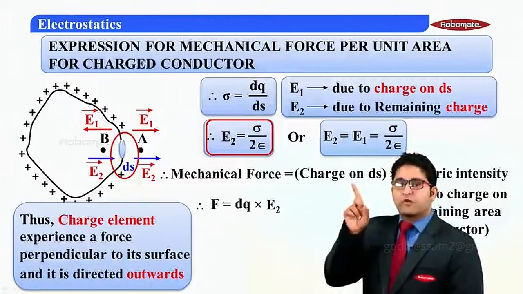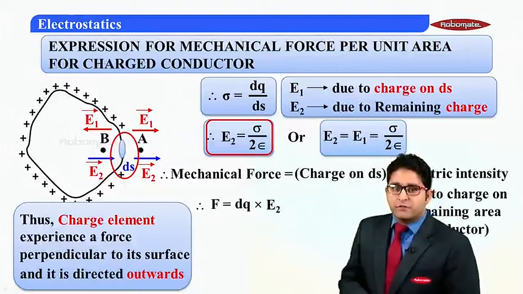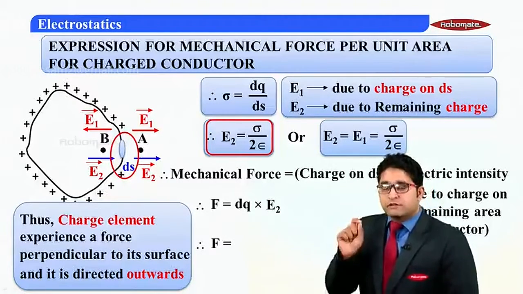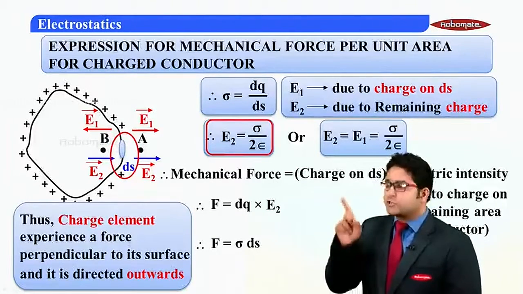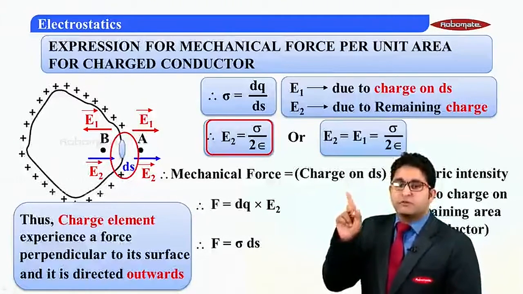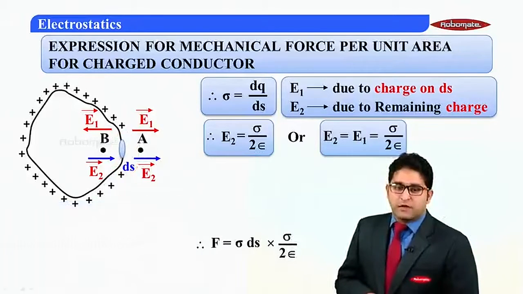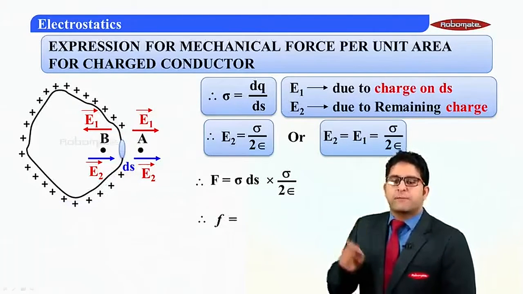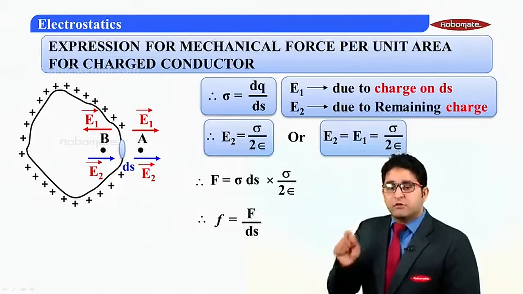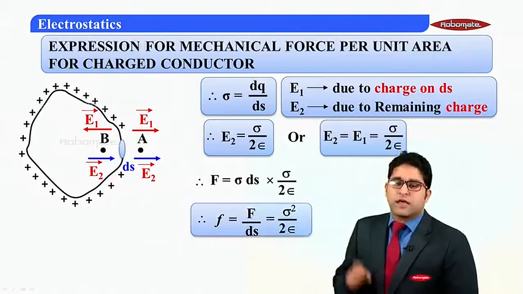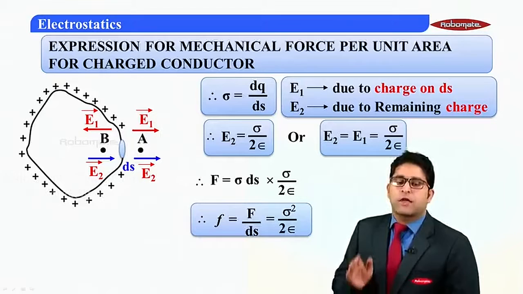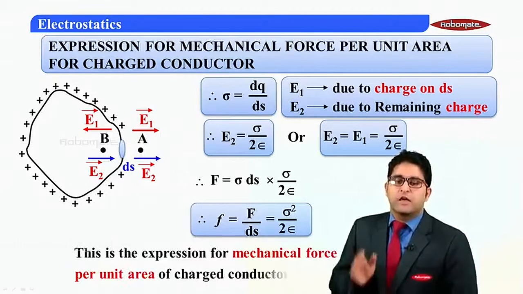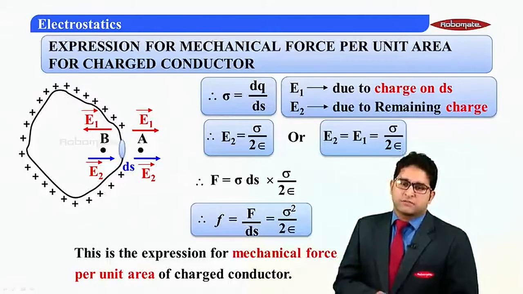Now from formula of sigma I can find out the value of dq. So what will I get? F is equal to sigma ds, and the sigma ds has to be multiplied by E2, right? What is E2? It is sigma upon 2 epsilon, right? Now I'll transfer ds, so I'll get small f, which is equal to capital F upon ds. It is equal to sigma square upon 2 epsilon, and this is nothing but the expression for mechanical force per unit area which is acting on the charged conductor, right?